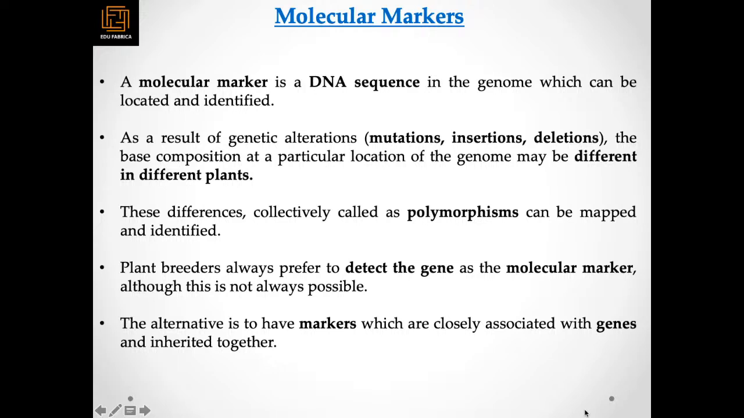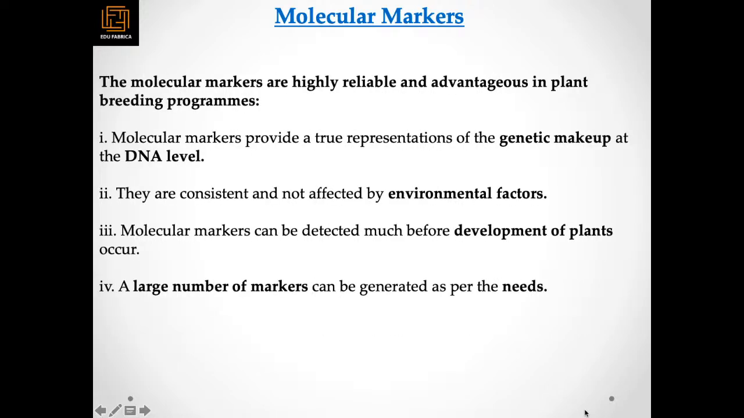So plant breeders always prefer to detect the gene through a molecular marker, and the alternative is to have markers which are closely associated with the genes and inherited together. So molecular markers are highly reliable and advantageous in plant breeding programs. Molecular markers provide a representation of the genetic makeup at the DNA level, and they are consistent and not affected by environmental factors. Molecular markers can be detected much before development of plants occurs, and a large number of markers can be generated as per the needs.